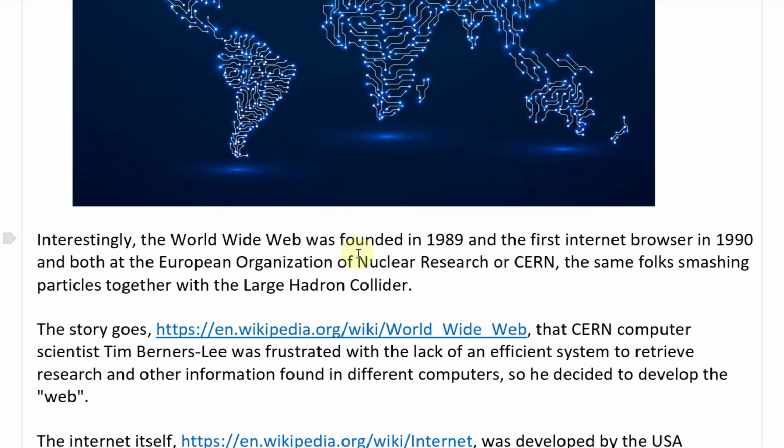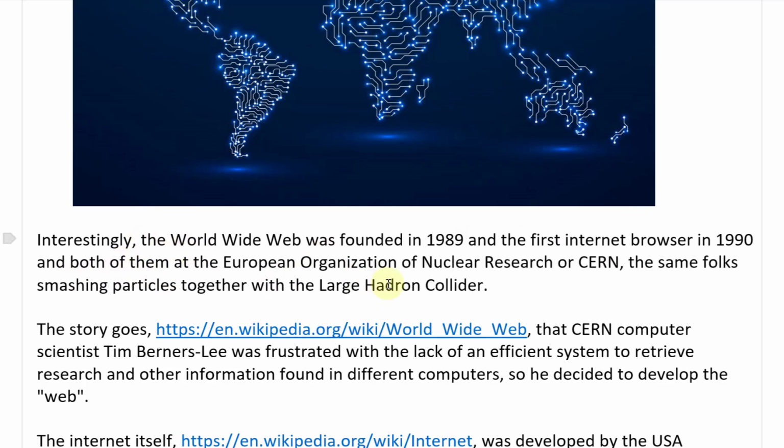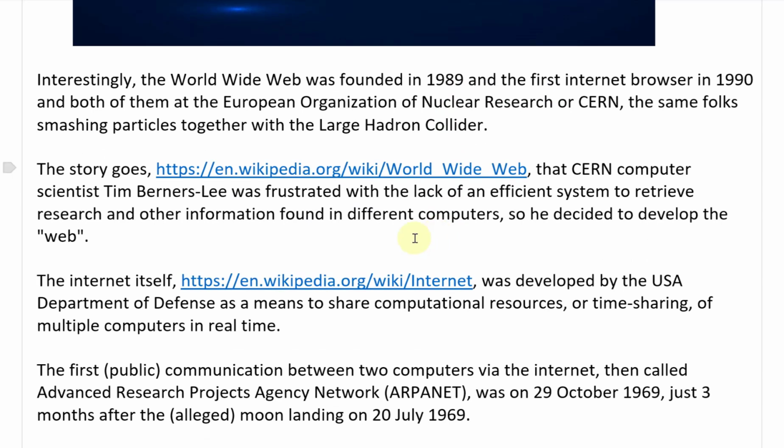Interestingly, the World Wide Web was founded in 1989, and the first internet browser in 1990, and both of them at the European Organization of Nuclear Research, or CERN, the same folks smashing particles together with the Large Hadron Collider. So that's the founders of the World Wide Web, as well as the first internet browser. So the story goes, and here's from Wikipedia, that CERN computer scientist Tim Berners-Lee was frustrated with the lack of an efficient system to retrieve research and other information found in different computers, so he decided to develop the, quote, web, and he actually used that phrasing.